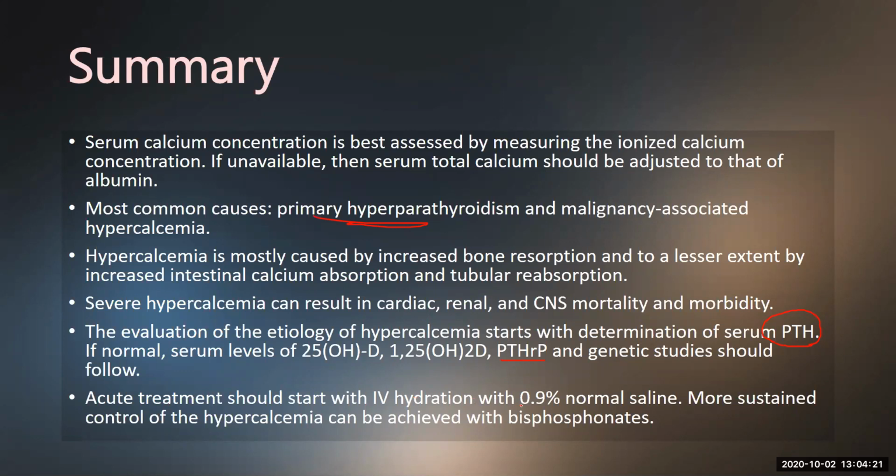Acute treatment is always going to be IV hydration regardless of the cause. All right, it doesn't matter if it's malignancy or not. Just treat them with saline. You can use Lasix if it's moderate. You can also use it if you think that there's concurrent kidney issues or risk for heart failure. And then use bisphosphonates, even though it's going to take about 40 to 72 hours to work.